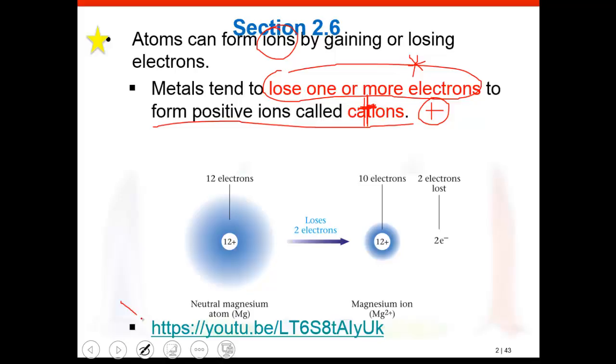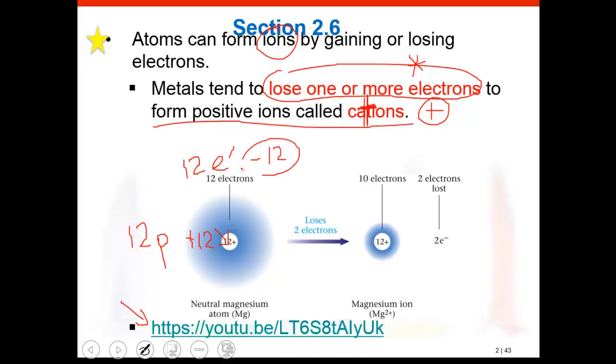So of course, there's a YouTube link that you guys can watch on ion formation. So please do that. It further explains this. But in magnesium, there are 12 protons inside the nucleus. So we've got a plus 12 charge inside the nucleus. And we know that there are an equal number of electrons orbiting around the neutral atom. So each electron has a -1 charge associated with it.